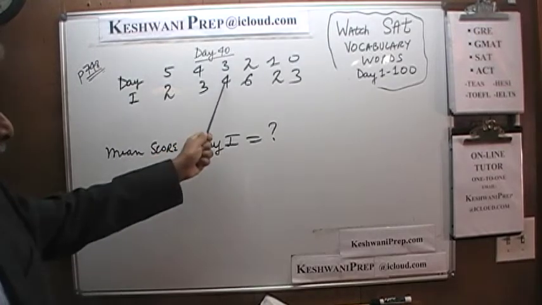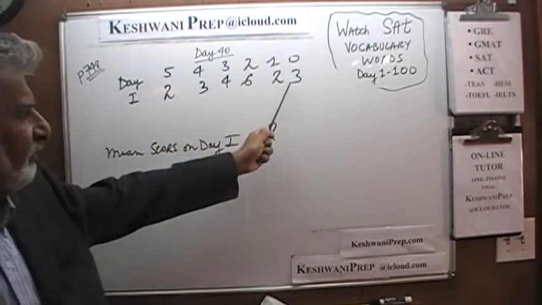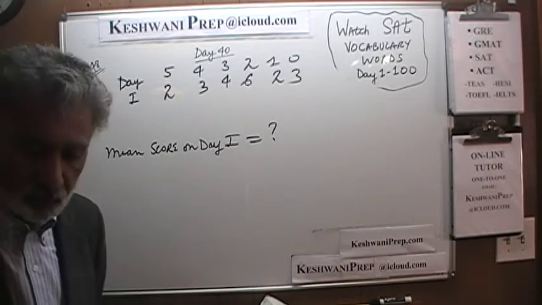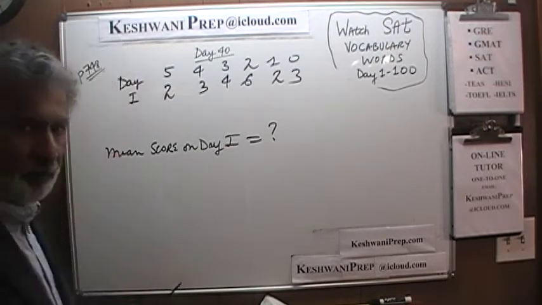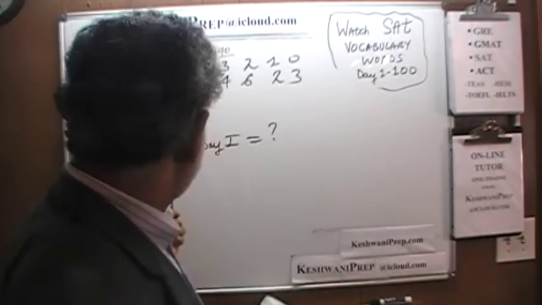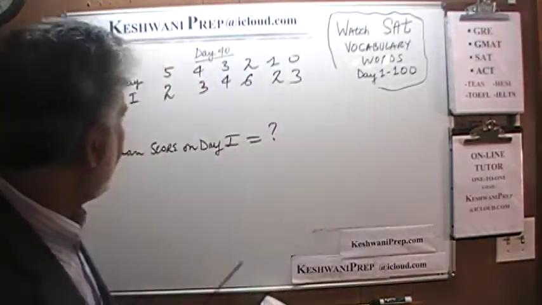So if you add them up, 6 plus 4 is 10, 2 plus 3 is 5, 2 plus 3 is 5, 5 and 5 is 10, and 10, we have 20 people altogether. Let's see what we can do. When they say find the mean score on day 1, the concept we're dealing with is what is known as weighted average. So let's do the weighted average.